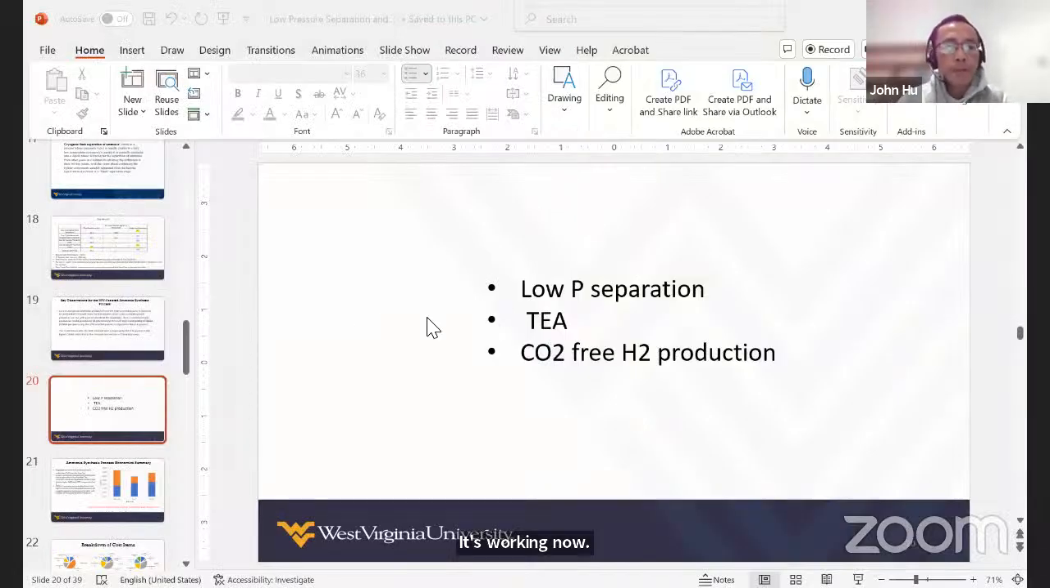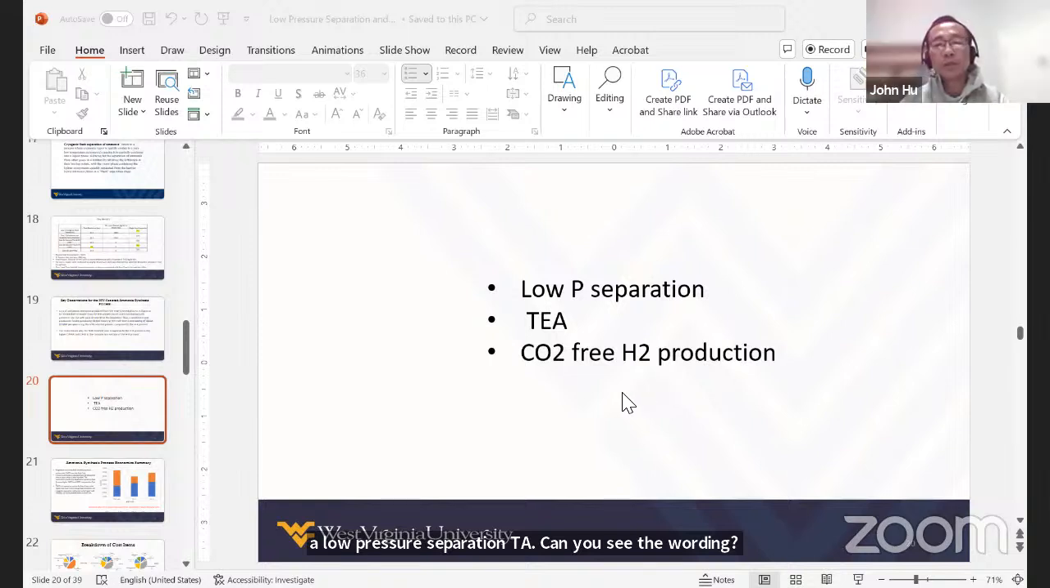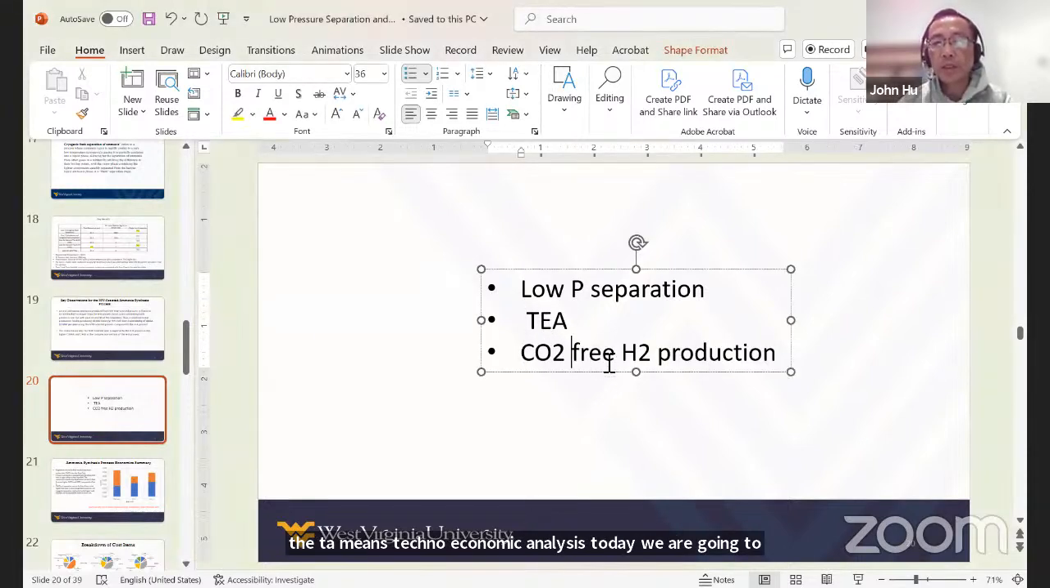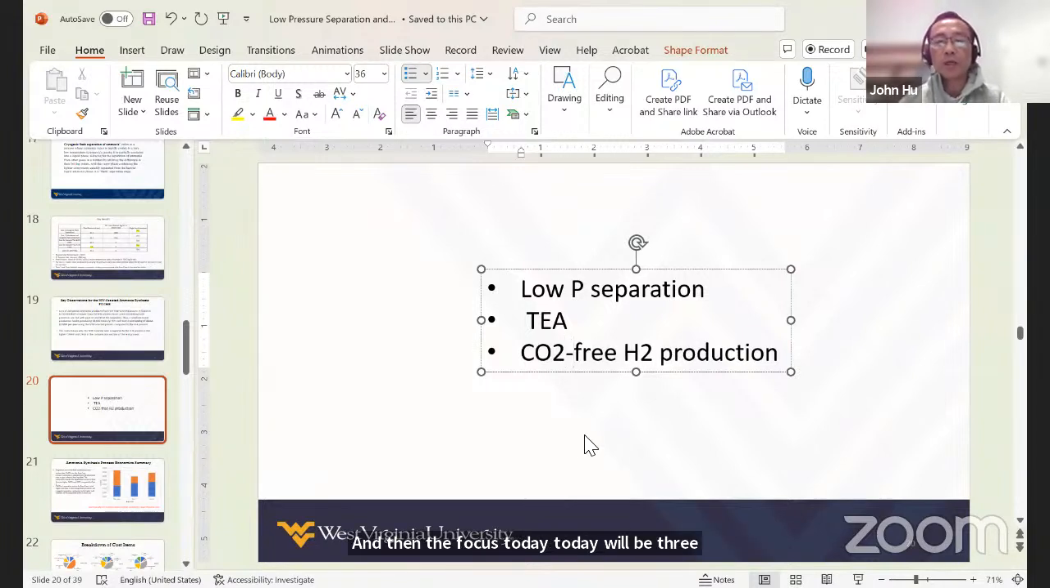All right. Can you see my screen? It's a low pressure separation TA. Can you see the wording? Yes, sir. Okay. So we'll continue from yesterday. Yesterday we talked about the low pressure separation and the TA. TA means techno-economic analysis. Today we are going to continue techno-economic analysis, and the focus today will be three sessions. We are going to talk about the CO2-free hydrogen production.